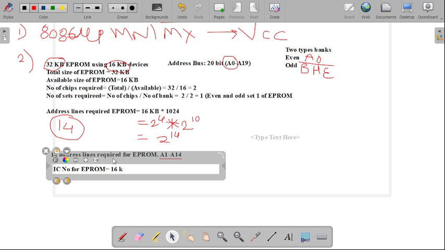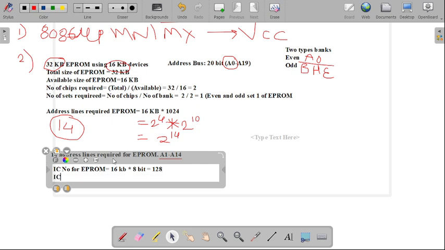So 16 KB into 8 bit. We are using 8 bit because we have 8 bit input output devices. So I'm writing here 16 KB into 8 bit, that is 128 bit. And whenever we are calculating the IC number for our EPROM, we use the prefix 27. So the number for our EPROM is equal to 27 and then 128.